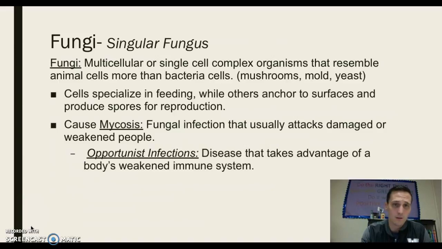Fungal infections cause mycosis. Okay, this is a fungal infection that usually attacks damaged or weakened people. So damaged cells or weakened people. People with low immune systems are the ones that are susceptible to contracting a fungal infection. That's why these are called opportunistic infections. The disease takes advantage of a body's weakened immune system. It doesn't do well trying to live off of a healthy individual.